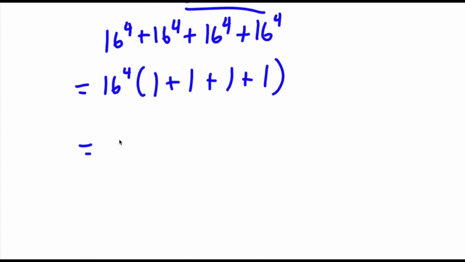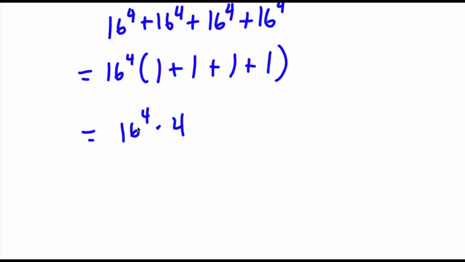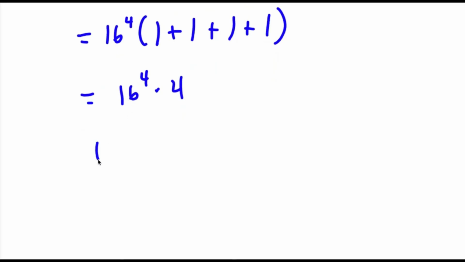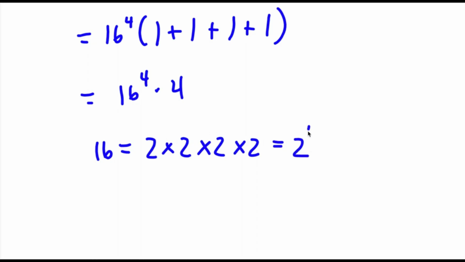Now, if I simplify the parentheses, I get 16 to the power of 4 times 1 plus 1 is 2, 2 plus 1 is 3, 3 plus 1 is 4. So I have 16 to the power of 4 times 4. Now 16 here is equal to 2 times 2 times 2 times 2. And 2 multiplied by itself 4 times is the same thing as 2 to the power of 4, right? Meaning 16 is the same thing as 2 to the power of 4.